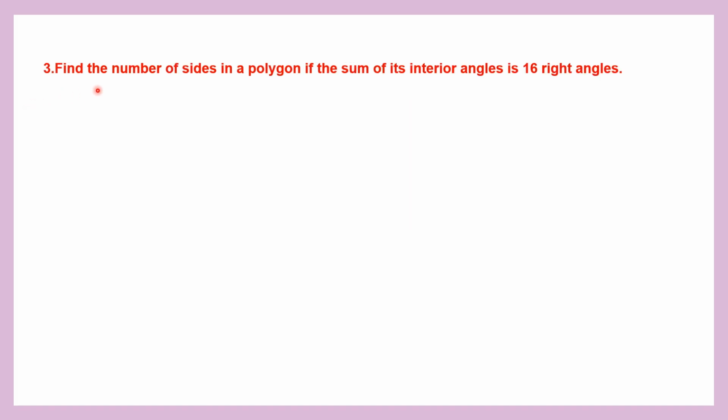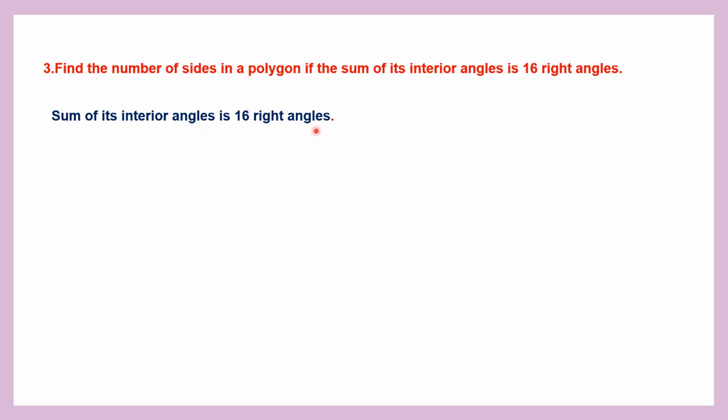Question 3. Find the number of sides in a polygon. Now we can easily find the number of sides in a polygon if the sum of its interior angles is given to us by applying the formula that we know. But here it says the sum of its interior angles is 16 right angles. Okay, so let's write down what is given to us first. Sum of its interior angles is 16 right angles.